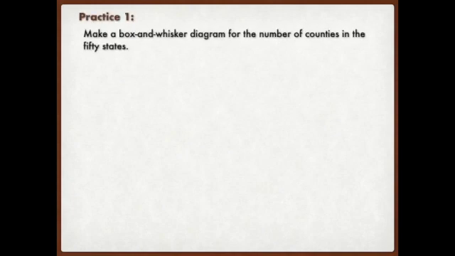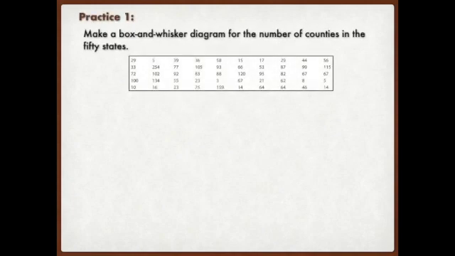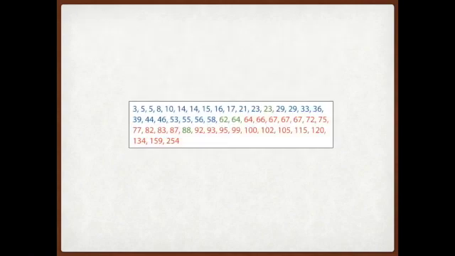Let's try and do this on your own. We've got lots of numbers here. Go ahead, let's make a box and whisker diagram for these numbers. Okay, go ahead and pause this. Okay, so what we have here, we have these numbers. I put them in order, and I actually divided them into first half and second half.